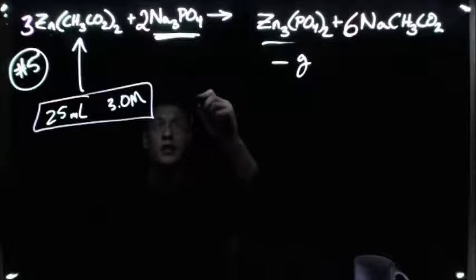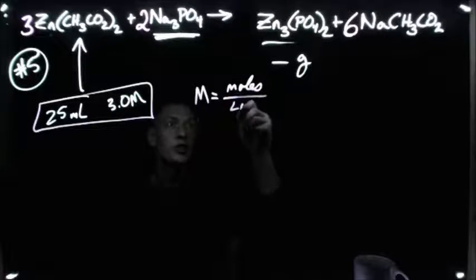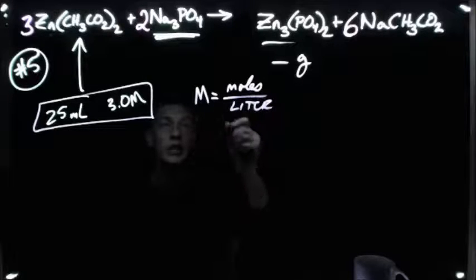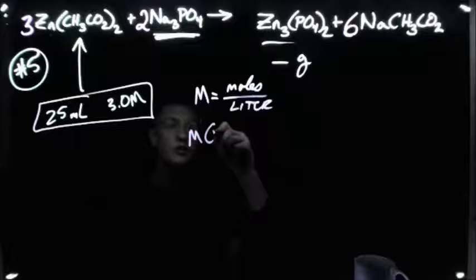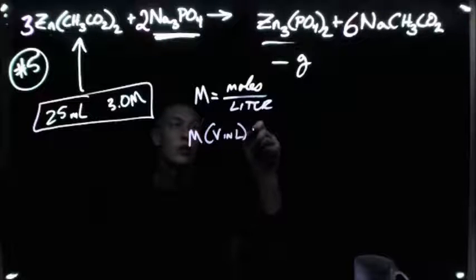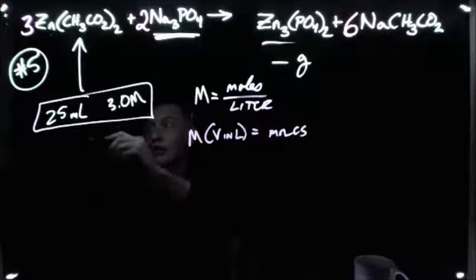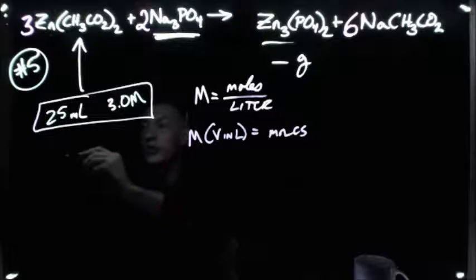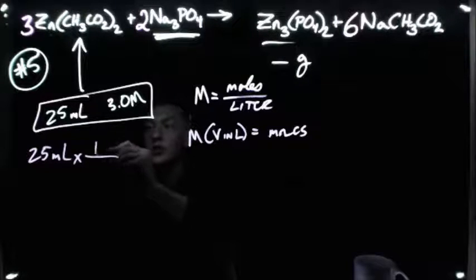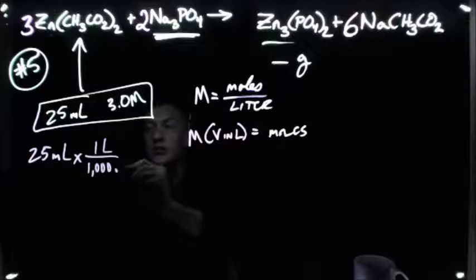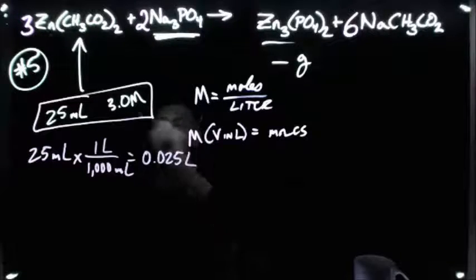Well, let's remember that molarity equals moles per liter. So yeah, I can multiply concentration times the volume in liters, and that will give me moles. So I need to convert 25 milliliters to liters. So 25 milliliters times 1 liter per 1,000 milliliters. So that means I have 0.025 liters of this solution.